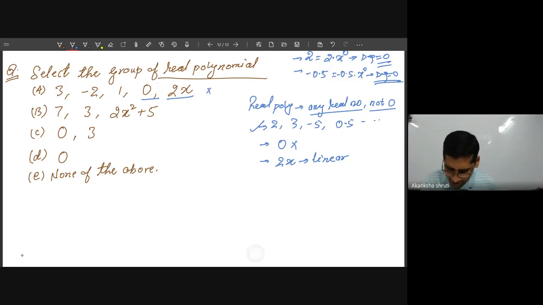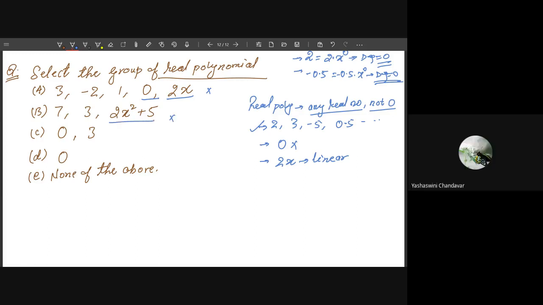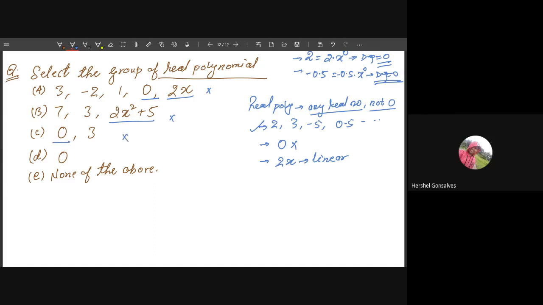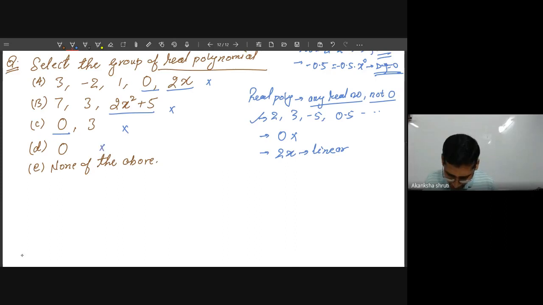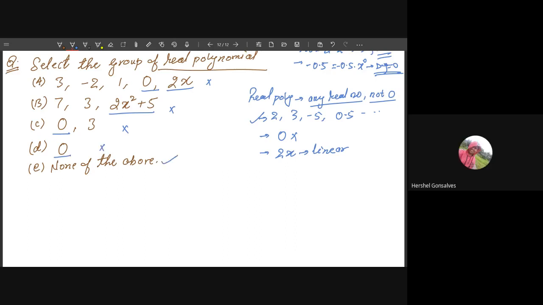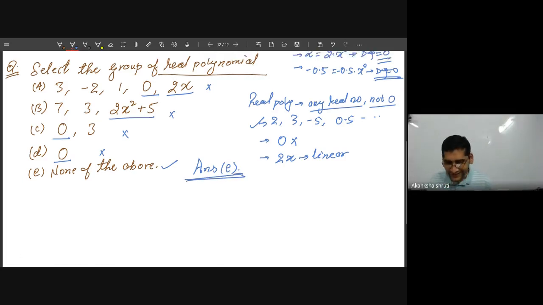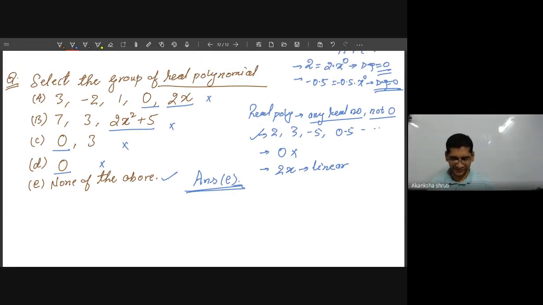this option is wrong. What about B? In option B, 7 and 3 are real, but because of 2x square plus 5, this option is wrong. And in C, it is 0. This option is wrong. In D, 0 itself is wrong. So what is the answer? E is the correct answer. So the answer is E. Okay, student? So this way you have to understand the question carefully.